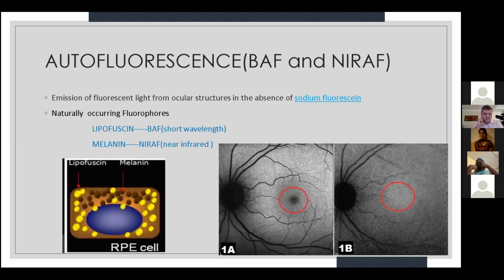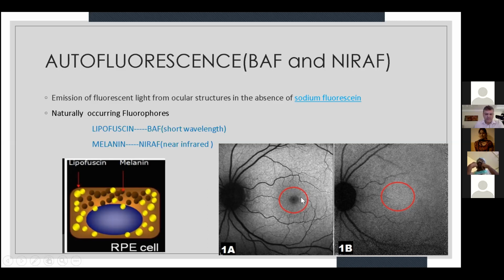Coming to autofluorescence. Autofluorescence is of 2 types. It is called blue autofluorescence called BAF or NIRF, near infrared autofluorescence. What is autofluorescence is that emission of fluorescent light from the ocular structure even in the absence of sodium fluorescein. So dye hasn't been injected, still there are certain fluorophores that are present in our retina that are giving out the autofluorescence. When lipofuscin is the pigment that is giving out the fluorescence, it's called BAF or short wavelength autofluorescence. When it is melanin, as you can see in the picture, it is near infrared autofluorescence.